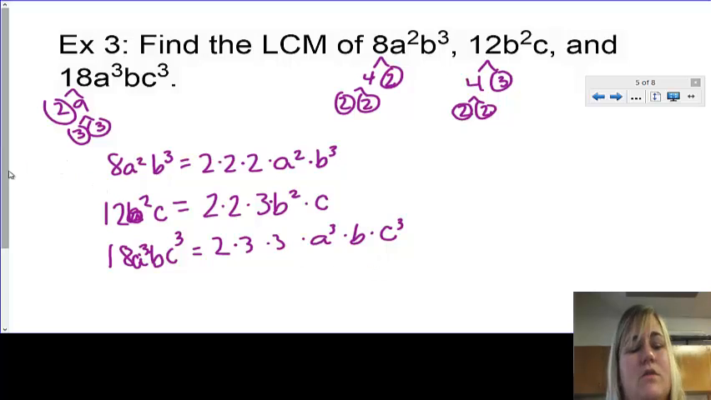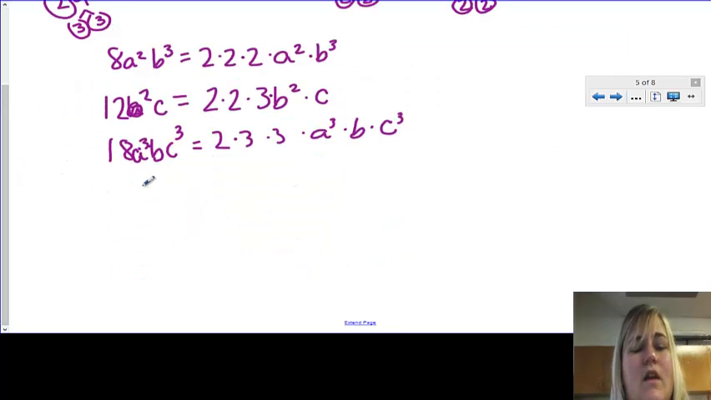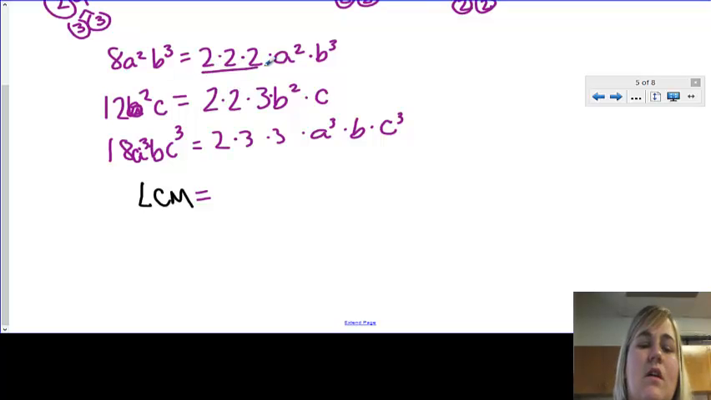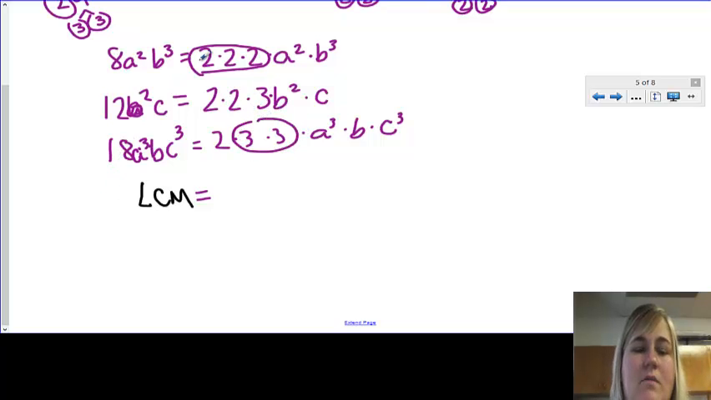So the least common multiple, you can drag this down now, the LCM. Okay, the LCM, I need the most 2's, which is going to be here. The most 3's, so I have 1 3 and 2 3's, so I'm going to take the 2 3's. I have a squared, no a, and a to the third. A to the third is what I want. B to the third, b to the second, b to the first, so I want b to the third. C and c to the third, I want c to the third.